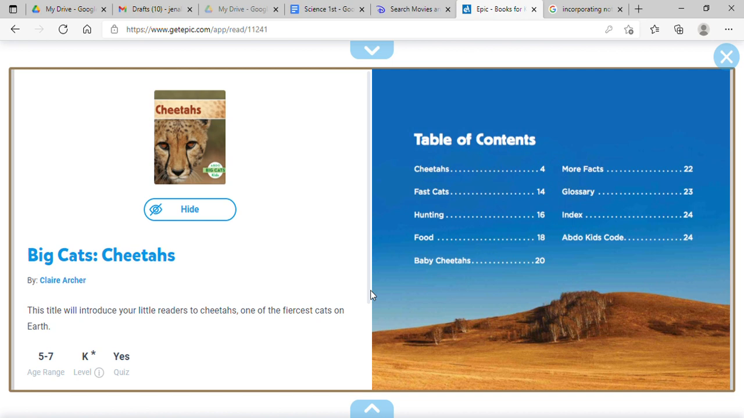All right. So Big Cats, Cheetah by Claire Archer. So over here is a table of contents. Table of contents. Can you remember what the table of contents tells us?